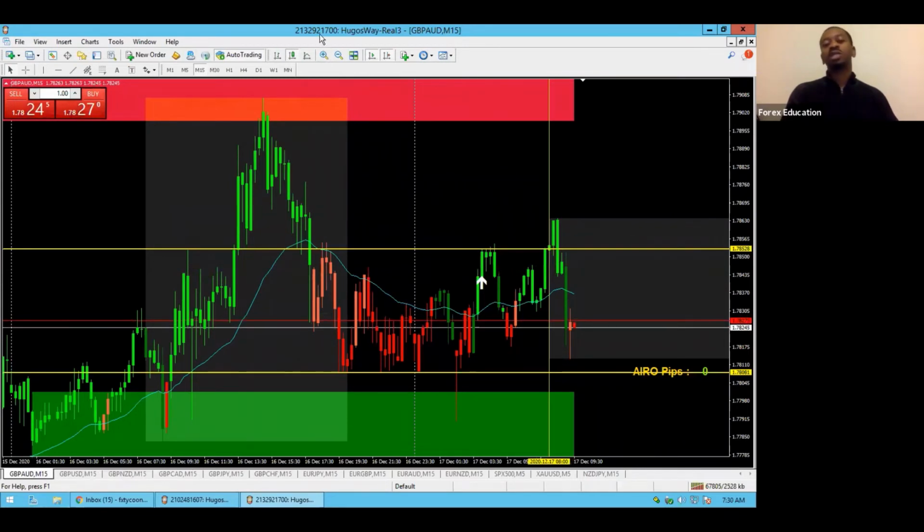So hopefully it makes sense, guys. Hopefully you start to understand, it's great to understand when to take a trade, but it's even better to know when and why not to take a trade.